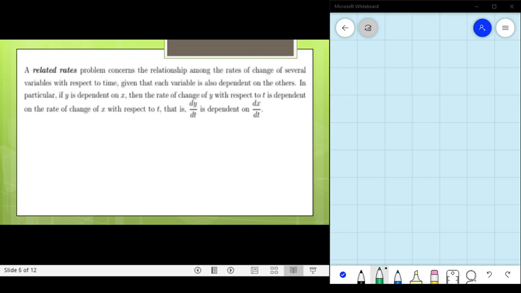A related rates problem concerns the relationship among the rates of change of several variables with respect to time, given that each variable is also dependent on the others. In particular, if y is dependent on x, then the rate of change of y with respect to t is dependent on the rate of change of x with respect to t. That is why dy/dt is dependent on dx/dt.